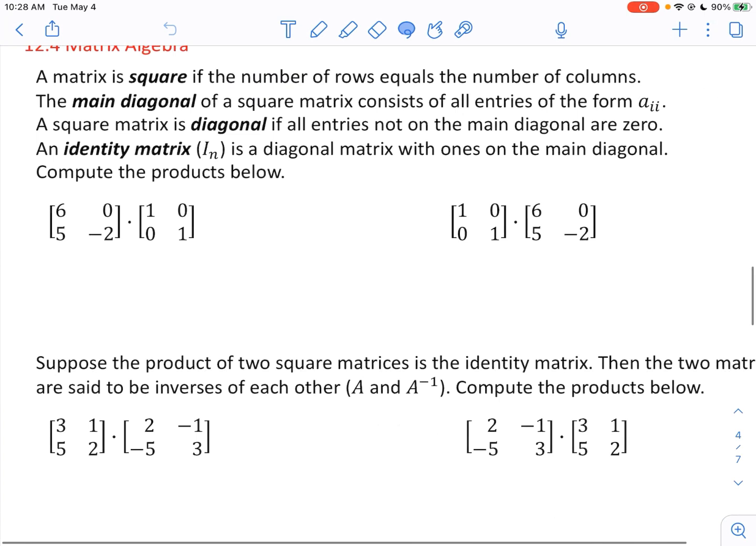Now, a square matrix is said to be diagonal if all entries not on the main diagonal are 0. An identity matrix, capital I sub n, is a diagonal matrix with 1s on the main diagonal. So an identity matrix has 1s all on the main diagonal, 0s everywhere else. And the n indicates its dimensions. An example right here, this would be I sub 2, because there's 1s on the main diagonal, 0s everywhere else, and it's a 2 by 2. Now compute the products below.